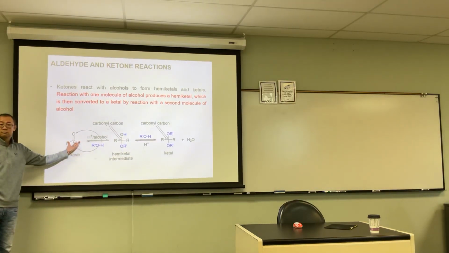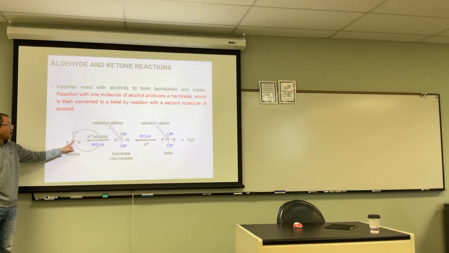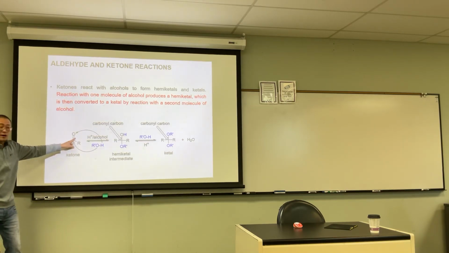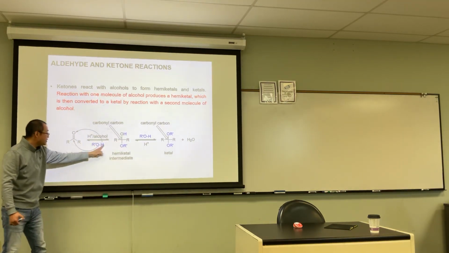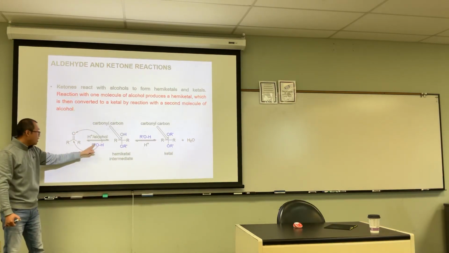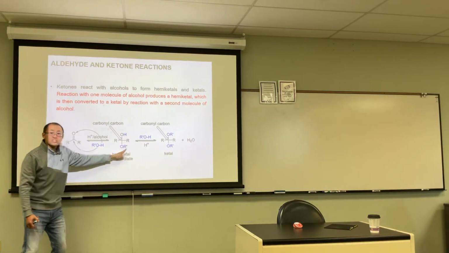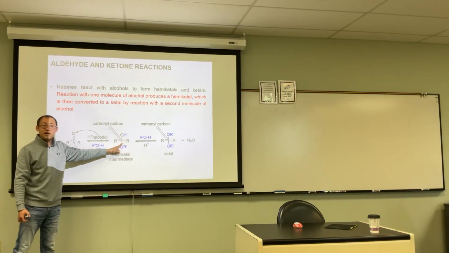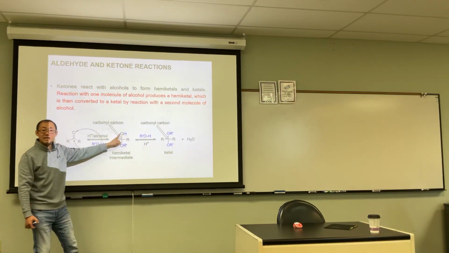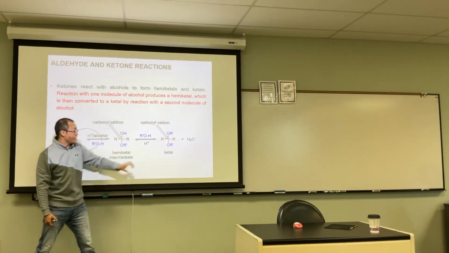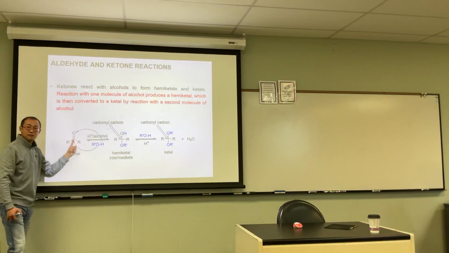This is a ketone. On the carbon, there's no hydrogen. There are two groups on the ketone. And we can do the same way, adding the first alcohol by changing the double bond to a single bond. Again, hydrogen adds to the O, oxygen adds to the C. You see that? We add the first alcohol. And then I can add the second alcohol by replacing the OH with another OR. See, two alcohols added to the C.